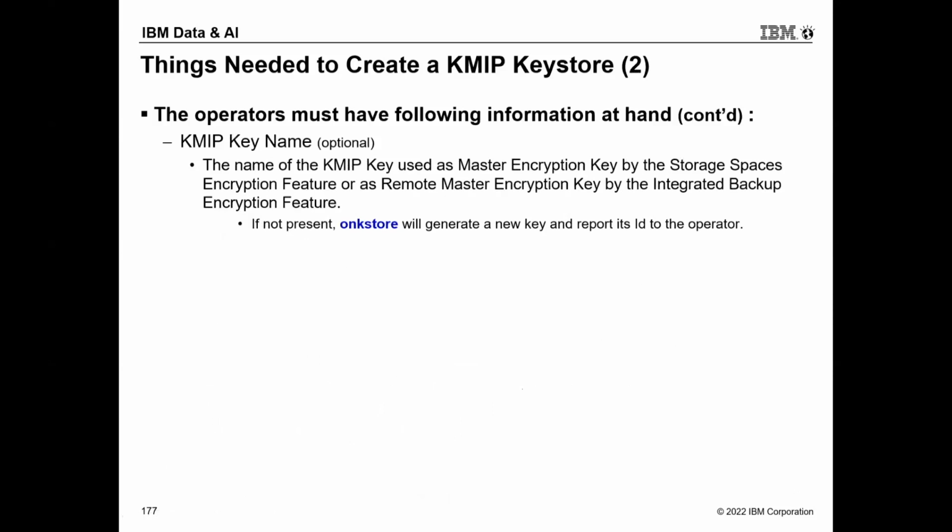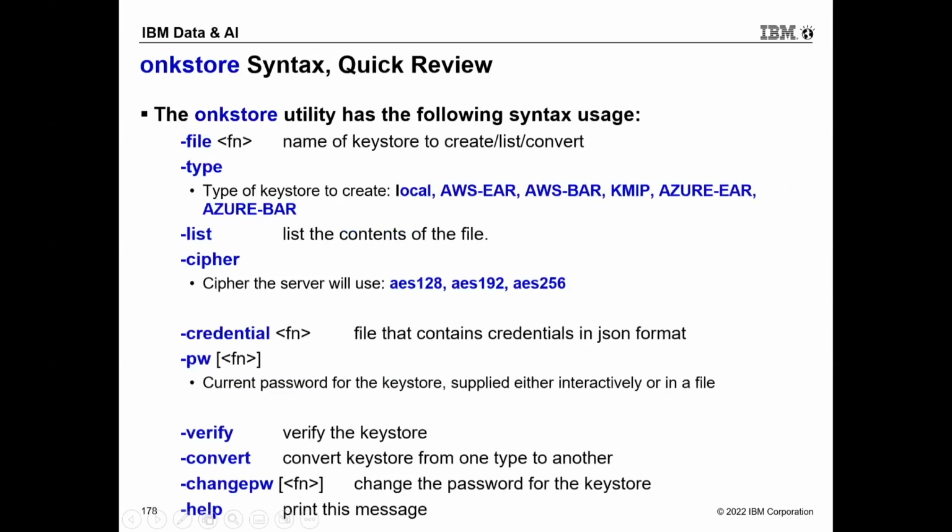The Keymip key name is the name of the Keymip key used as a master encryption key by the storage spaces encryption feature, or as the remote master encryption key by the integrated backup feature. And if it's not present, onkeystore will generate a new key and report its ID to the operator. So there is some syntax for onkeystore. We'll just look at this briefly, just to give you an idea. Notice the options for AWS and Azure.